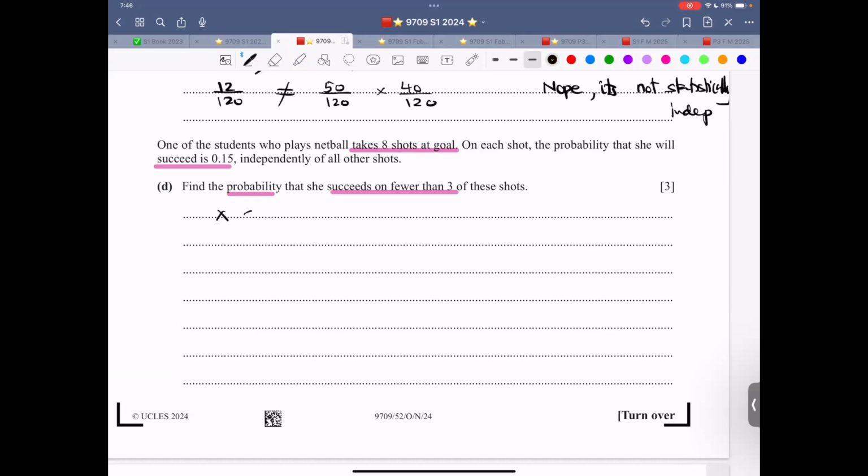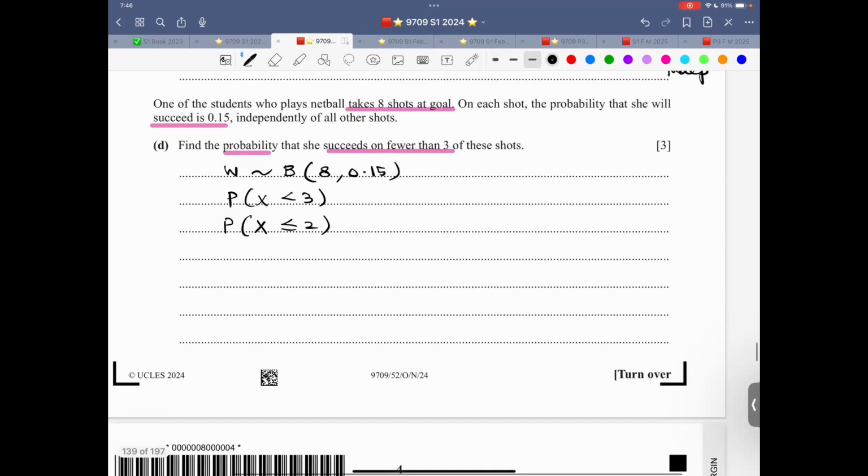First of all, we will write X follows, or since they have used the letter W, let me write W. W follows a binomial distribution 8, 0.15. That is the probability of success. She will succeed on fewer than 3. Probability W is less than 3, does not include 3. Probability W is less than or equal to 2, which is the probability of 0, 1 and 2: 8C0, 8C1 and 8C2. So these 3 probabilities need to be calculated.